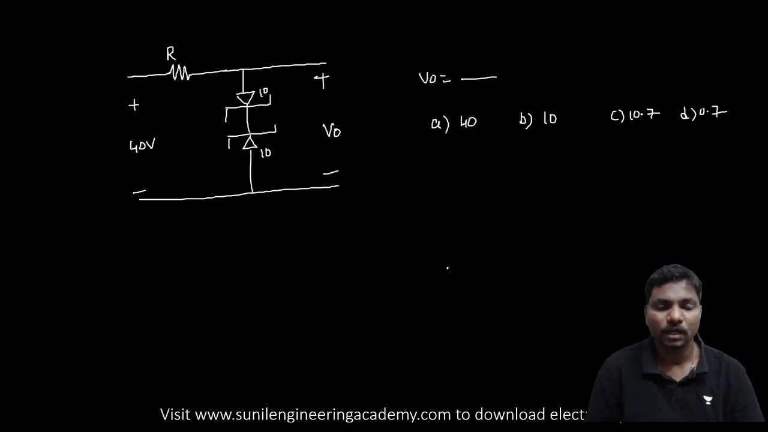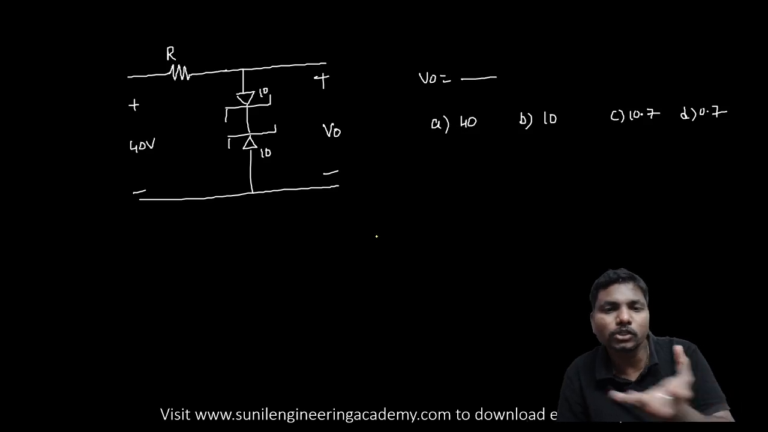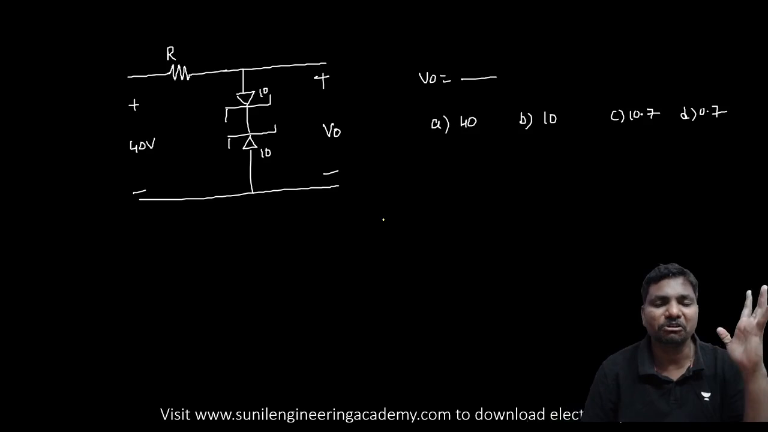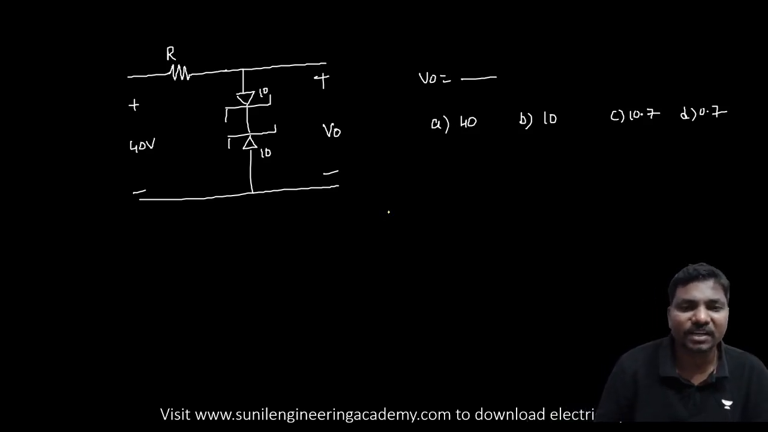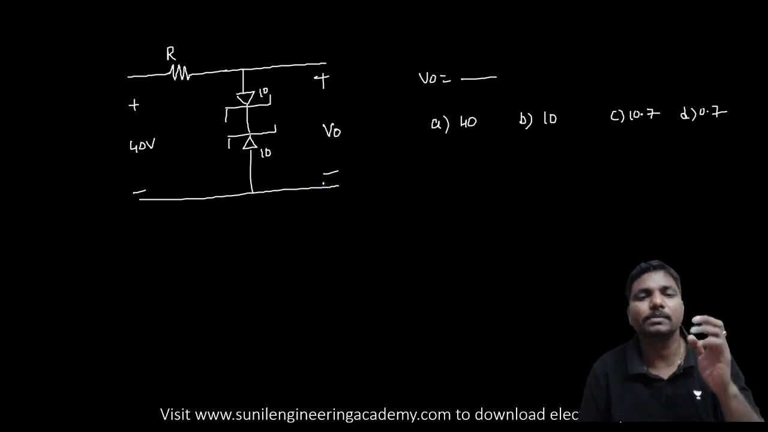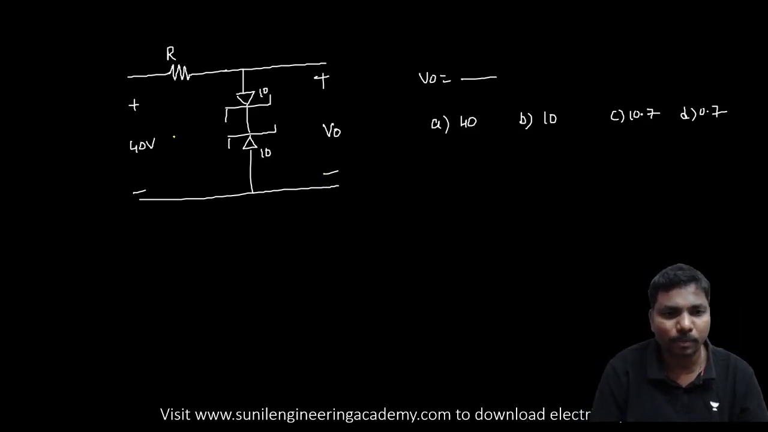Coming to the next one. Here they have given 2 diodes. Don't worry, any number of diodes, we can give the answer very easily. We have to check just forward bias and reverse bias. First one: positive, positive, negative, negative. The first one is in forward bias. Forward bias means a 0.7 volt drop.